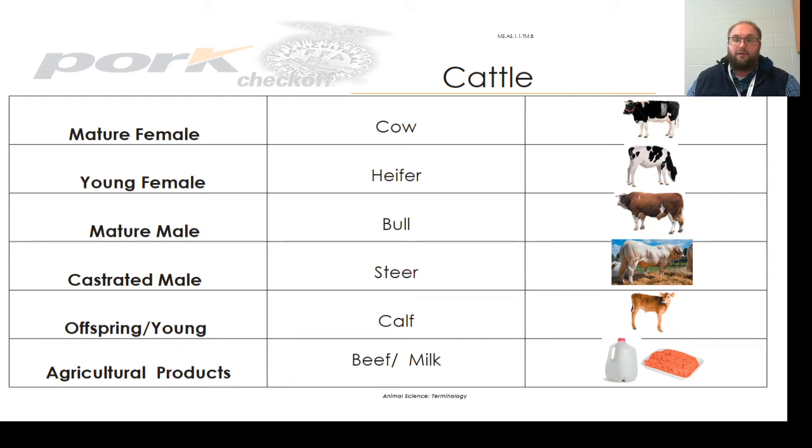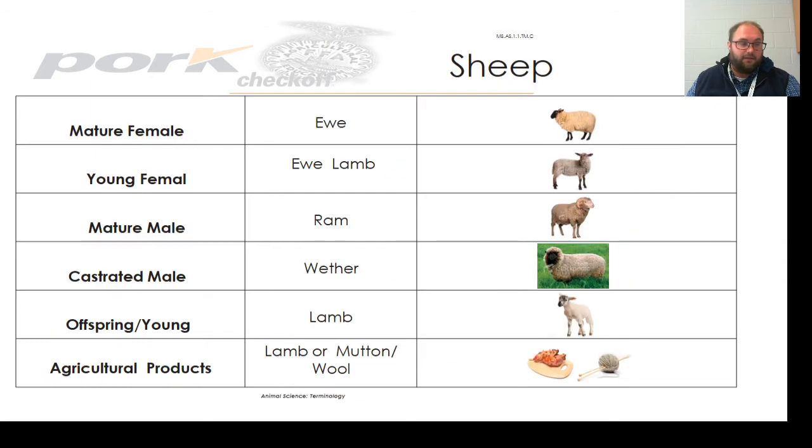Okay, so you'll want the title at the top of that column, sheep. And we're going to follow right along. Mature female, young female, mature male, castrated male, offspring, agricultural products. So a mature female sheep is called a ewe. Just like calling someone, hey, you. It's pronounced you. It's just spelled E-W-E.